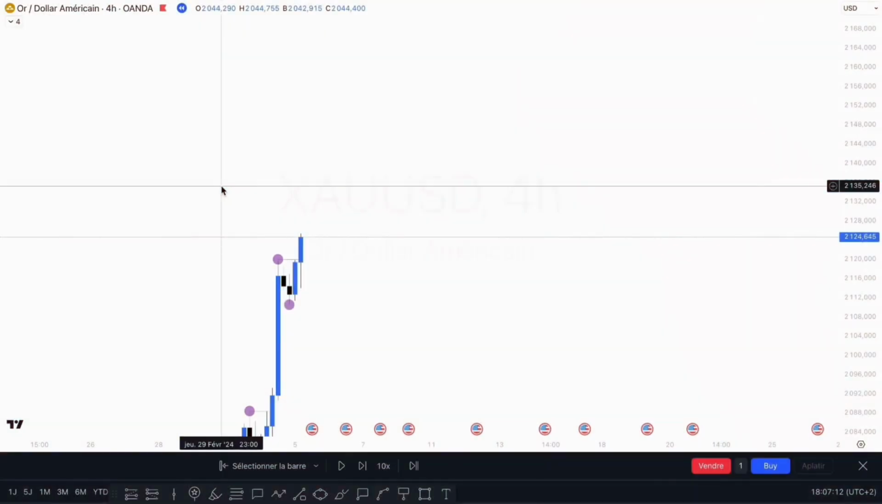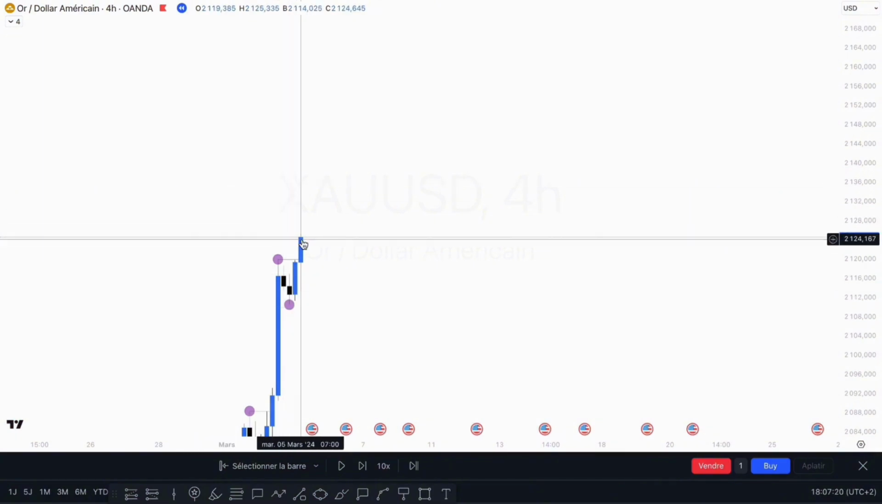So we find ourselves directly on the first graphical part where we will apply our first theory. I remind you of the 2 things you need to do. Every time we break a high, as you can see here, we are definitely bullish. If we break highs, we are bullish. If we break lows, we are bearish. We will discuss the principles of efficiency right after to confirm this theory.